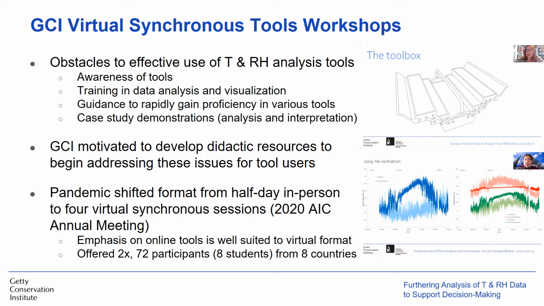Clearly, the GCI and MCE were interested in tackling these issues, so we originally scheduled a half-day in-person workshop at the 2020 AIC annual meeting. Due to the pandemic, this workshop was shifted to virtual synchronous sessions, which meshed well due to our focus on online tools. This workshop was offered twice during the summer of 2020, and we had 72 participants from 8 countries.